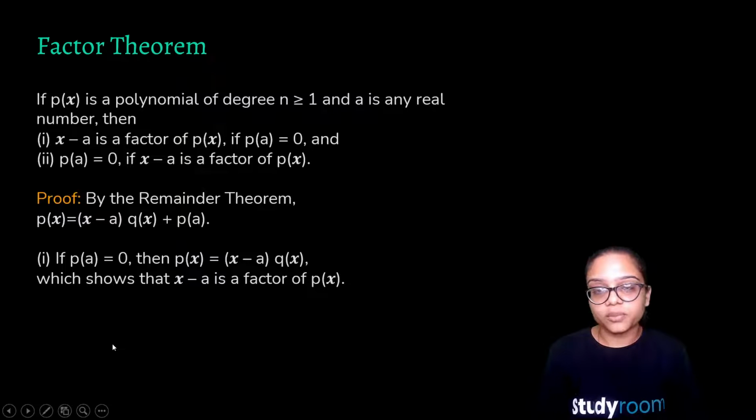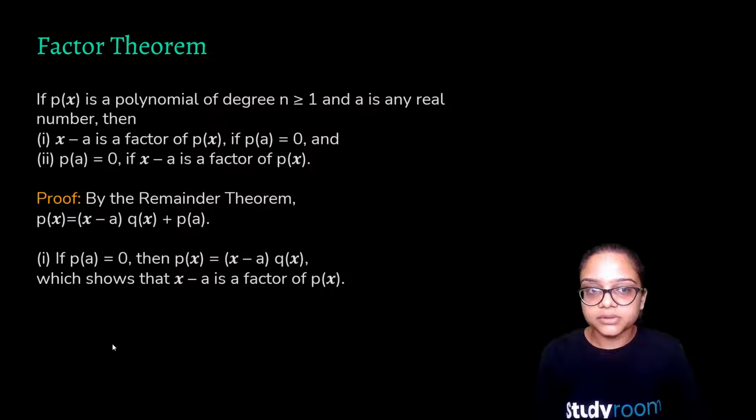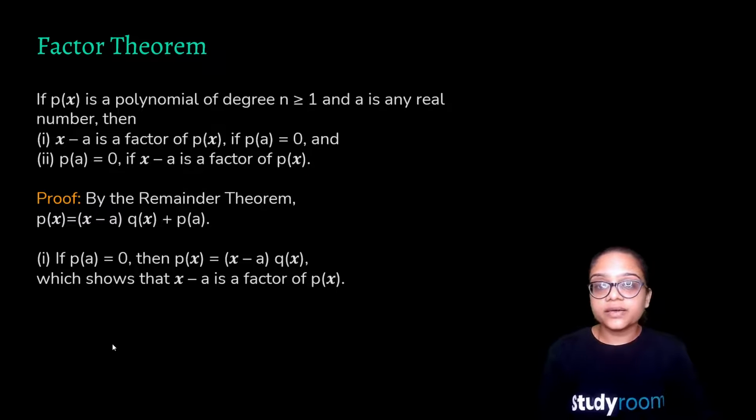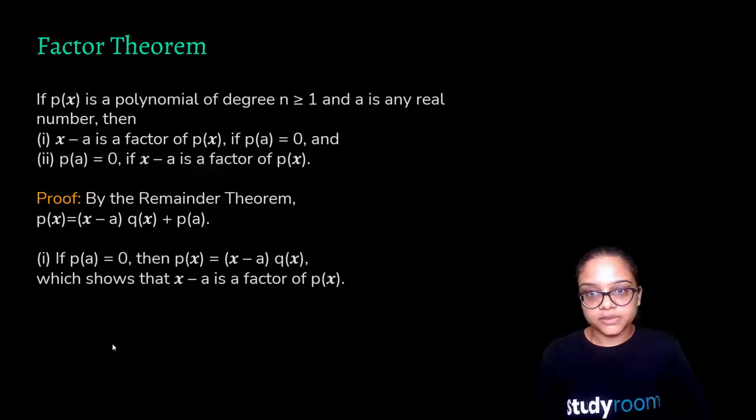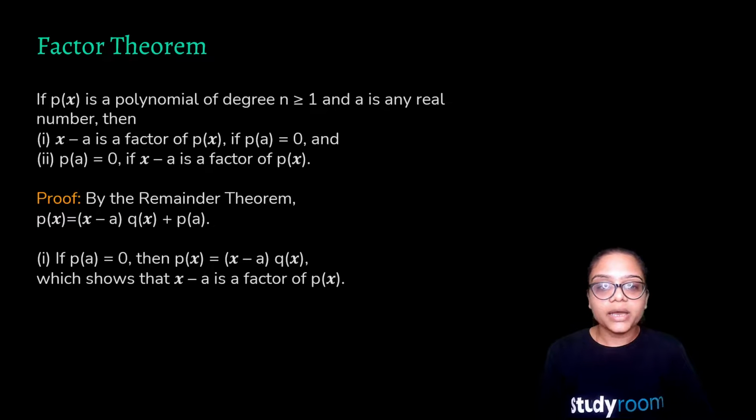If p(x) is a polynomial of degree n greater than or equal to 1 and a is a real number, then x minus a is a factor of p(x) if p(a) is 0, obviously, and p(a) is 0 if x minus a is a factor of p(x). If x minus a becomes a factor, then obviously p(a) would be 0, and if we find p(a) is 0, then it would be a factor. By the remainder theorem, we can prove this.